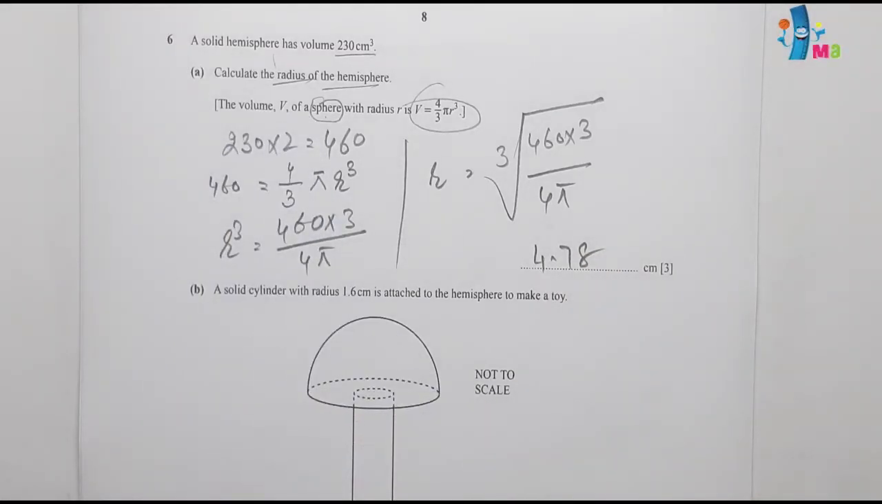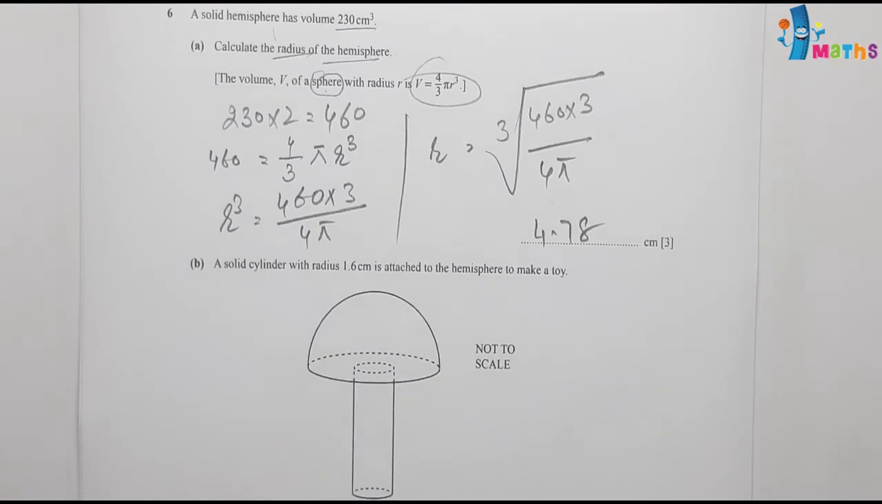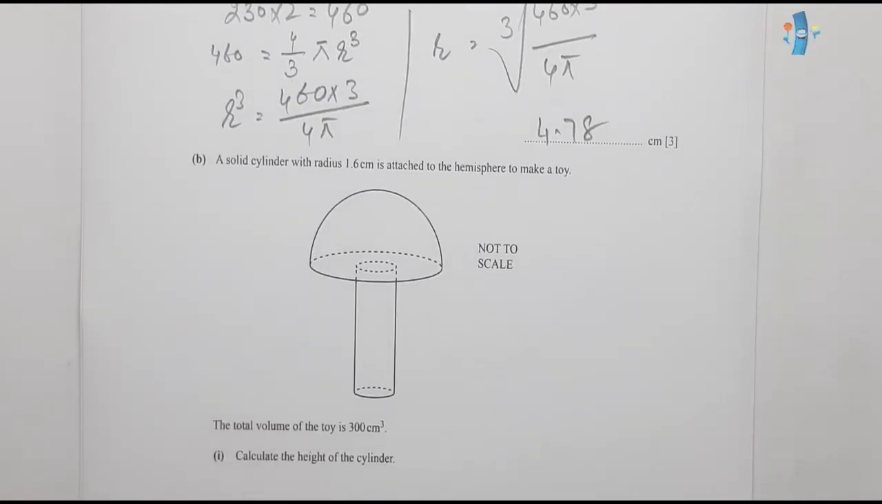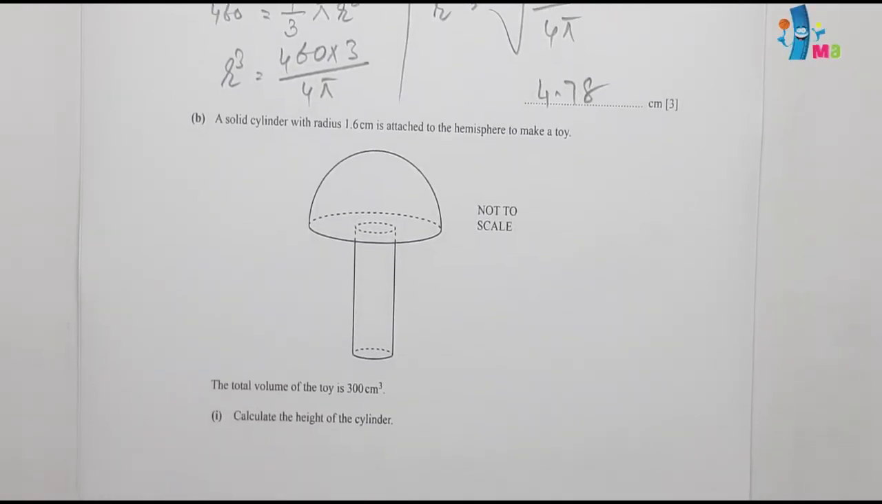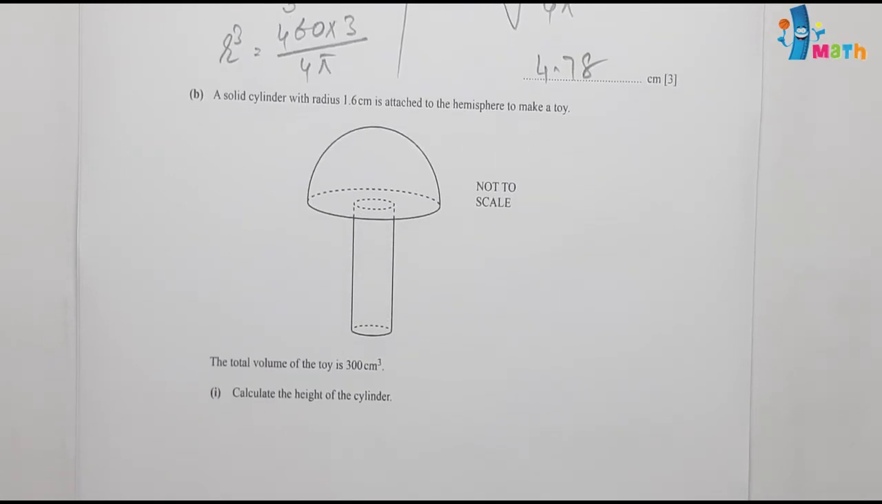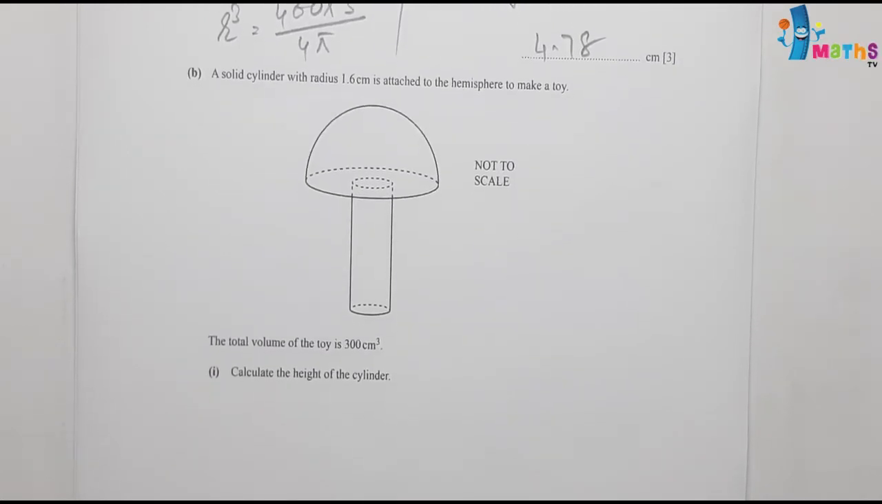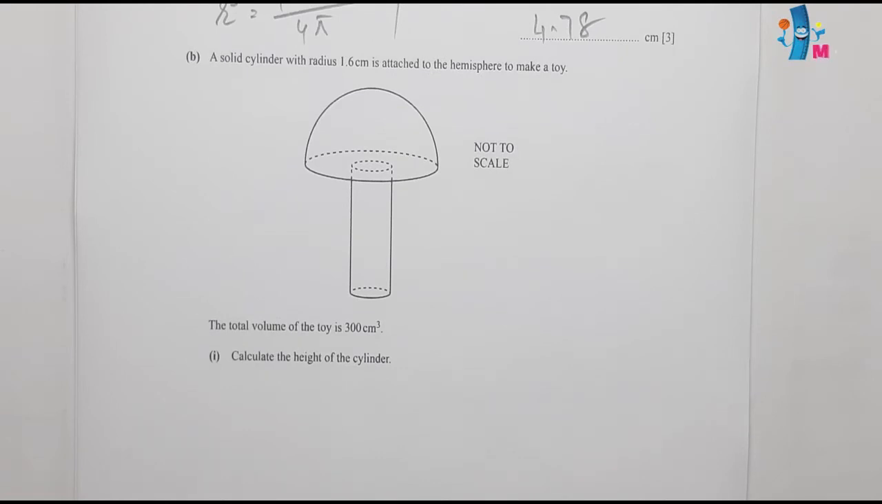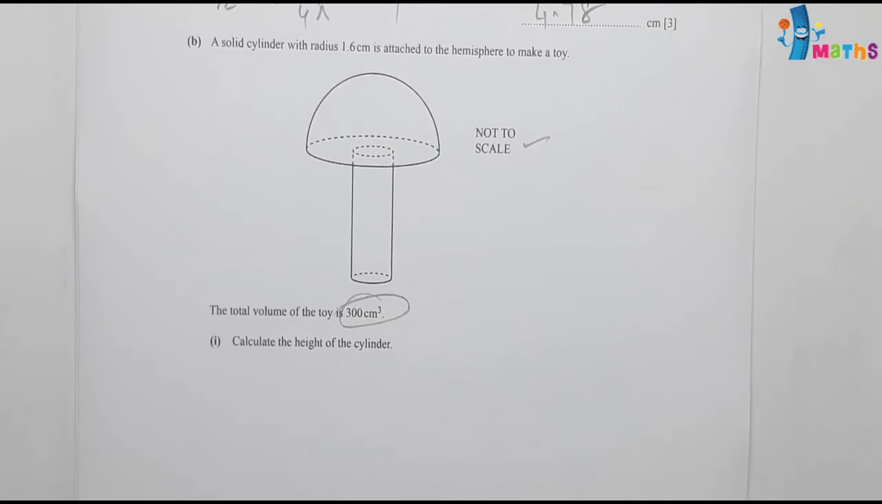B part, a solid cylinder with radius 1.6 centimeter is attached to the hemisphere to make a tie. So a tie is made. So this diagram is not to scale. So the total volume of the tie is this one. Volume is given. Calculate the height of the cylinder. So height of cylinder we have to calculate.